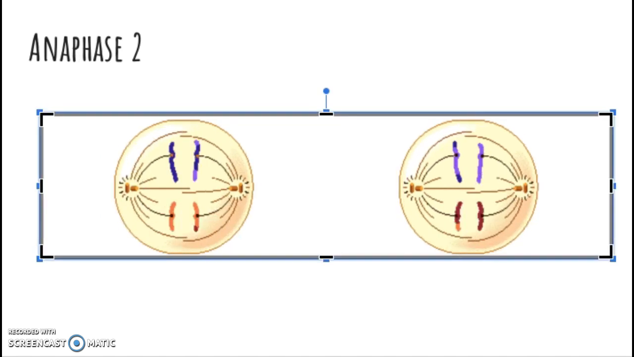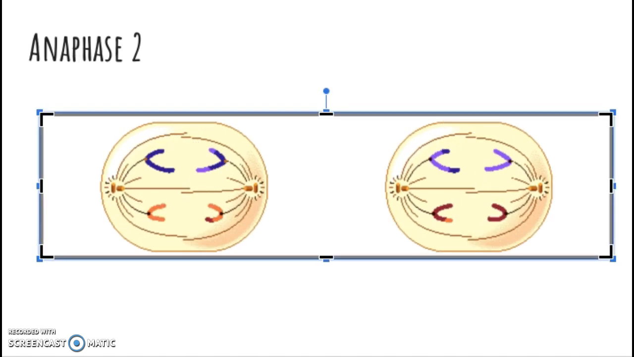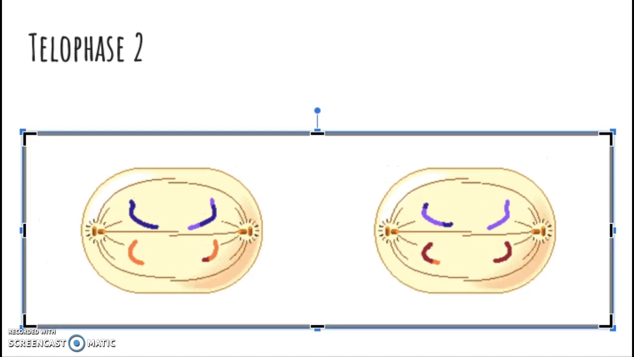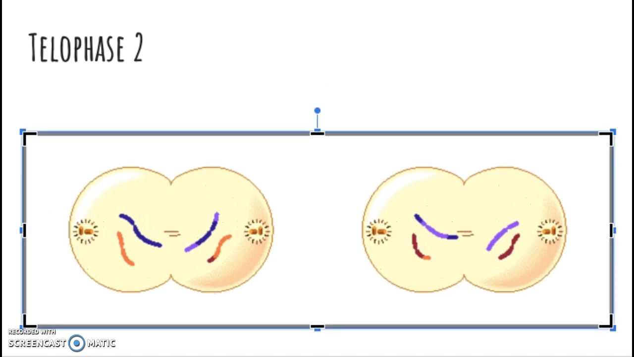Anaphase 2. The centromeres divide and the chromatids, now called chromosomes, move to opposite poles of the cell. And finally, telophase 2. A nuclear envelope forms around each set of chromosomes.